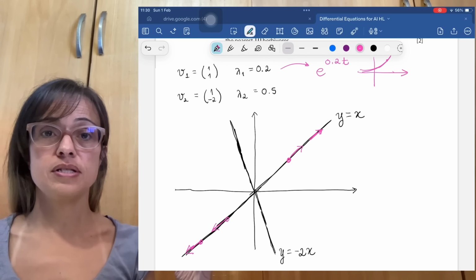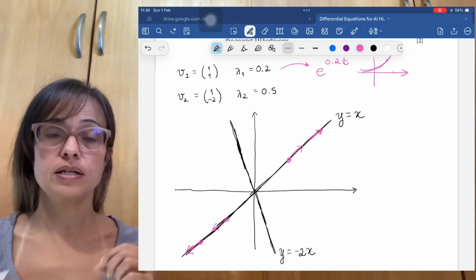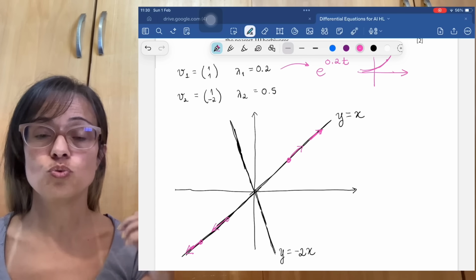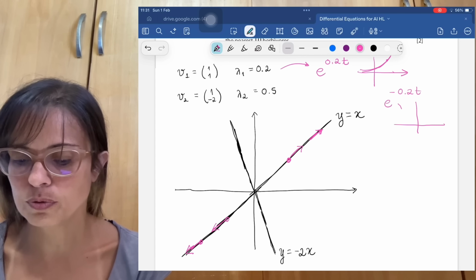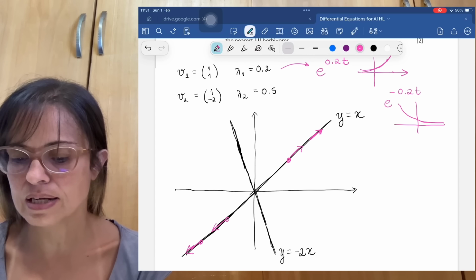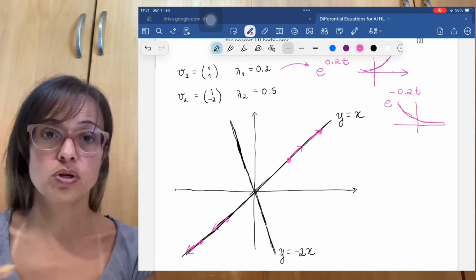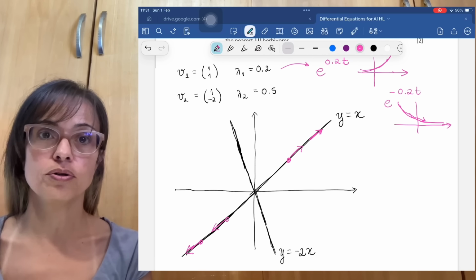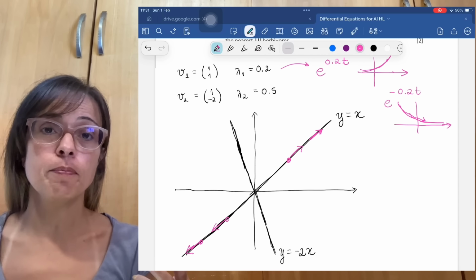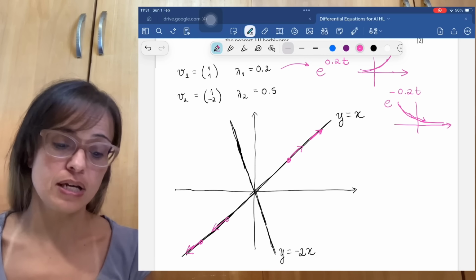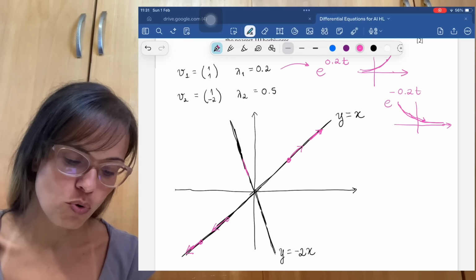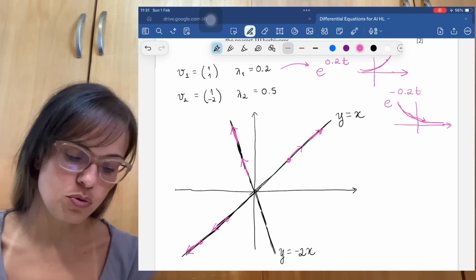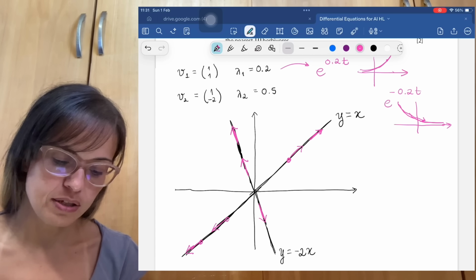The only way for these arrows to be pointing inside is if the eigenvalues were negative, because then we will be talking about an exponential that has been reflected horizontally. So as time gets bigger, the value of the function is getting smaller. So in some equations, it can happen that one of them is positive and the other one is negative, but in this case, both are positive, 0.2 and 0.5. So it goes like this.